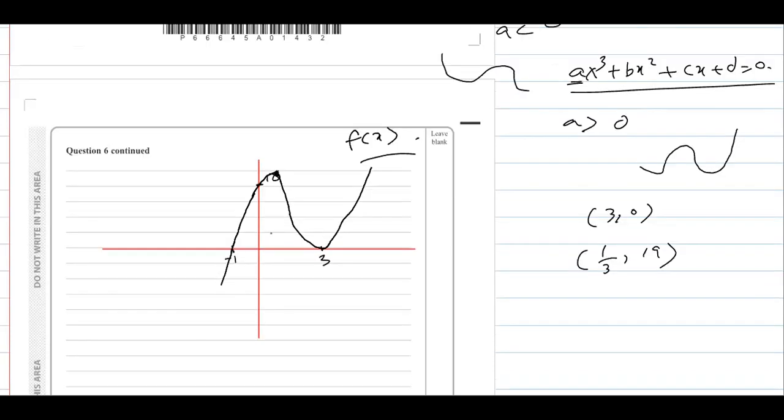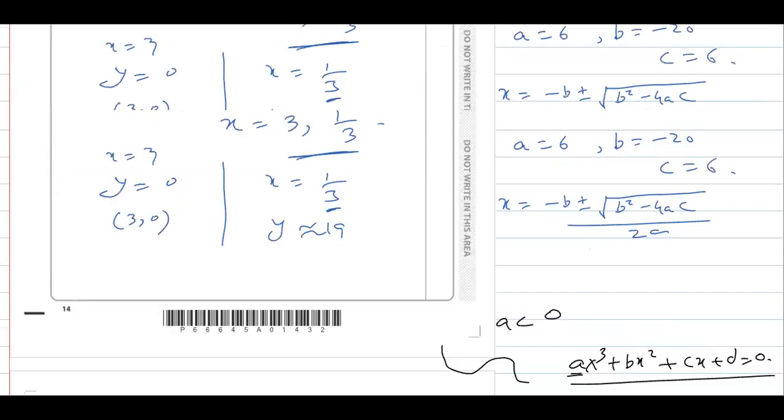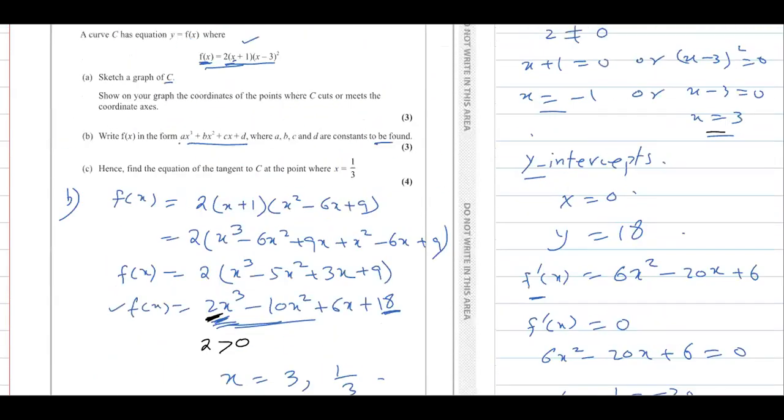It is easy to sketch if you remember the points and how to sketch. Clear? Then part B was, hence, write f of x in this form, that we already wrote in that form, where a is 2, b is equal to minus 10, c is equal to 6, and d is equal to 18. That part B we already did, because that helped us to find the turning points. So part B is already done.